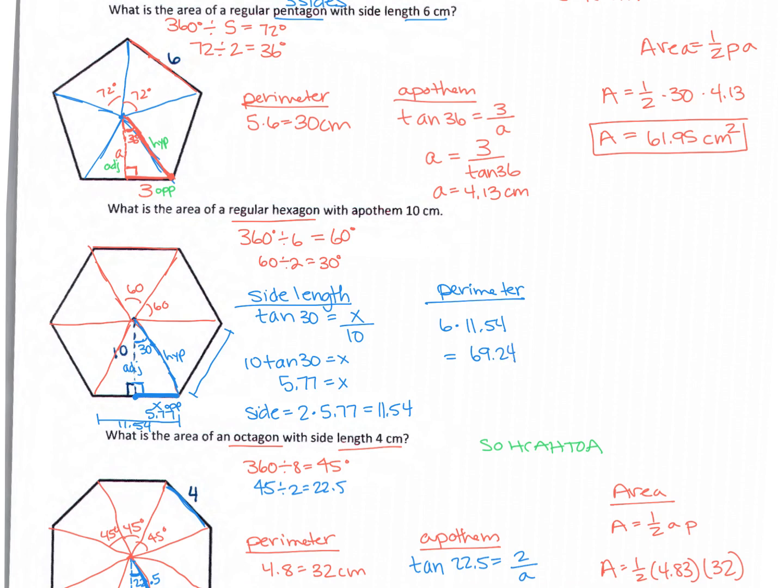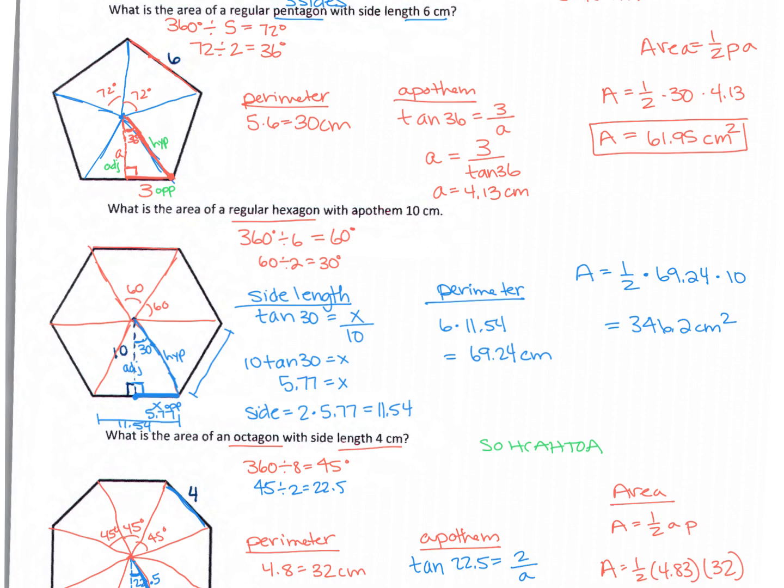So you and I are now ready for my area formula. Area equals 1/2 my perimeter, which is 69.24, times my apothem, which is 10. When I multiply those, I get 346.2 centimeters squared, because my perimeter is in centimeters and my apothem is really 10 centimeters, even though it didn't say that. So that was a little bit different.